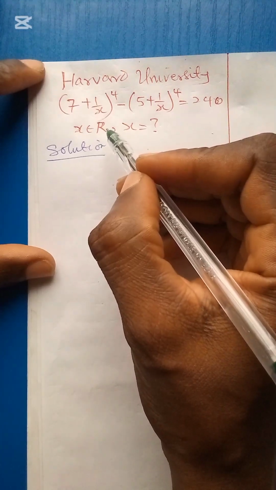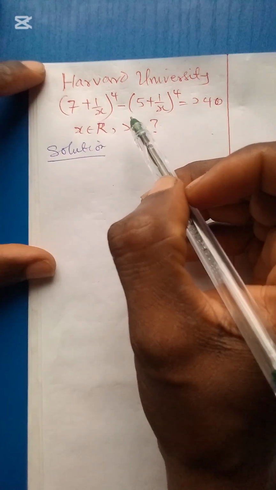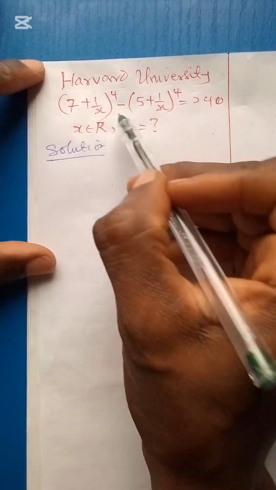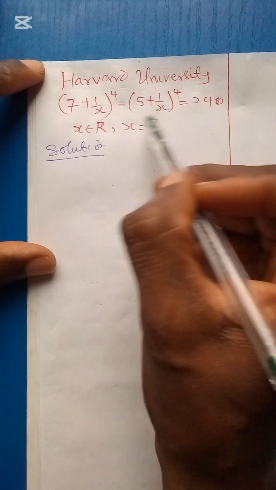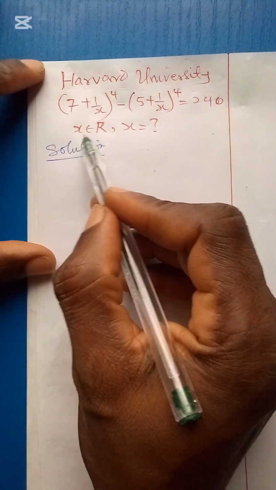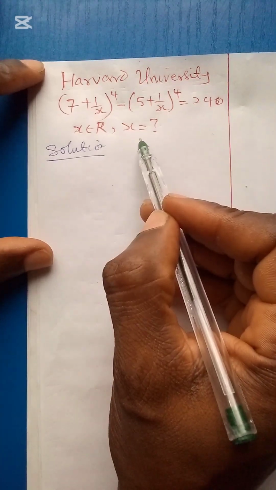In this video, we are giving a question from Harvard University entrance examination. The question is (7 + 1/x)^4 minus (5 + 1/x)^4 is equal to 240. The condition is that x is a member of the set of real numbers. We are required to find the value of x.